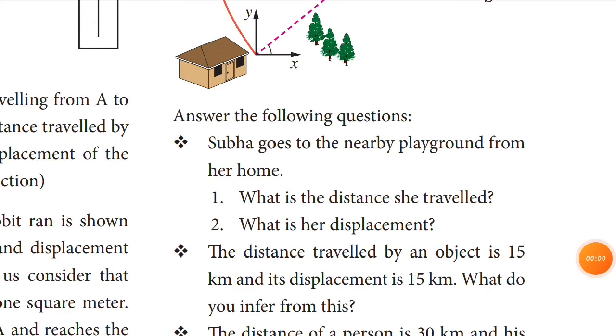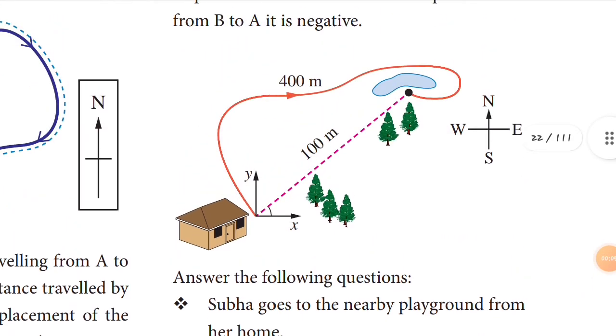And see here the first question. What is the distance she traveled? So see the first one, 400 meters. So that is the distance she traveled.